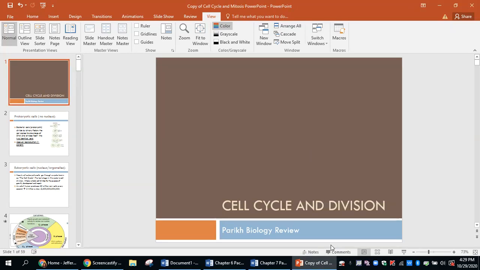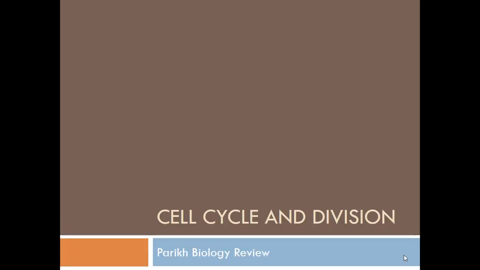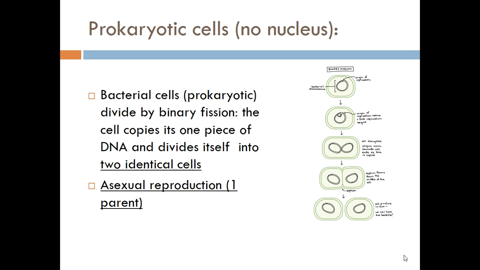So we're going to look at the cell cycle and how we make more cells. And remember from the cell chapter, cells can only get but so big. And we're going to look at the difference between prokaryotic cells, cells that don't have a nucleus, and eukaryotic cells, cells that do have a nucleus.